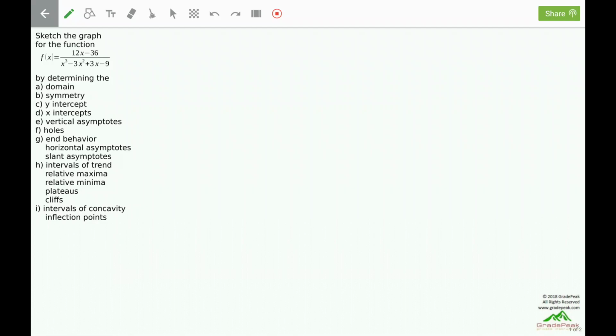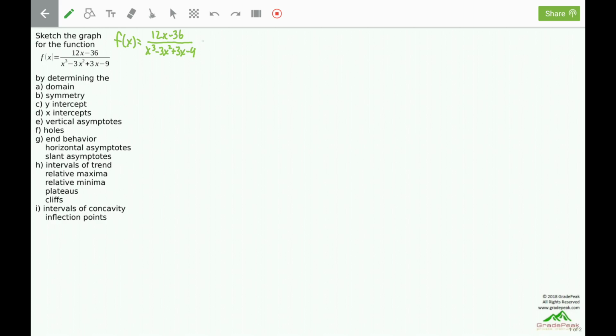Sketch the graph of the function f of x equals 12x minus 36 divided by x cubed minus 3x squared plus 3x minus 9 by determining the parts a through I. F of x equals 12x minus 36 divided by x cubed minus 3x squared plus 3x minus 9.